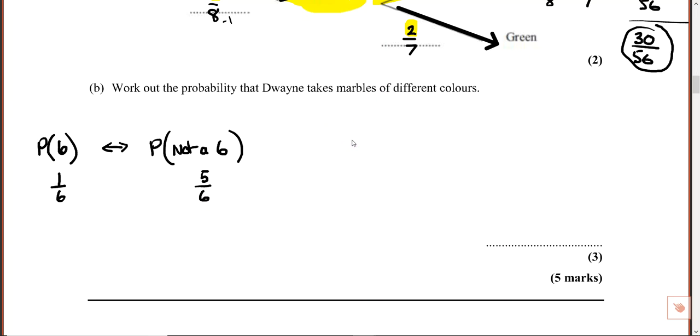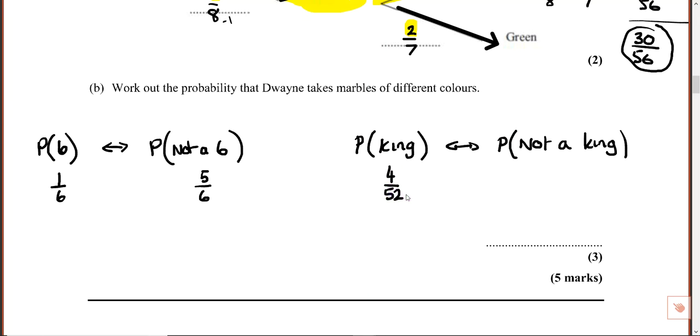So actually the complement is very easy. If I had a pack of cards and I said, what's the probability of getting a king in a pack of cards? What's the complement of that? You don't know cards? We don't even need to know. I just want to know the complement. Not a king. We just say not a whatever. The probability of getting a king in a pack of cards is 4 from 52 cards. So the probability of not getting a king is 48 out of 52.